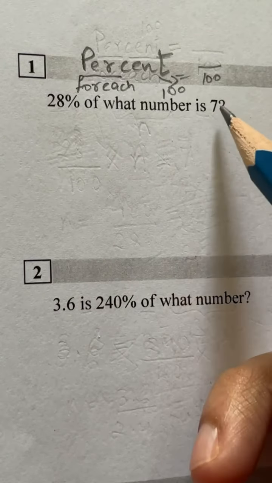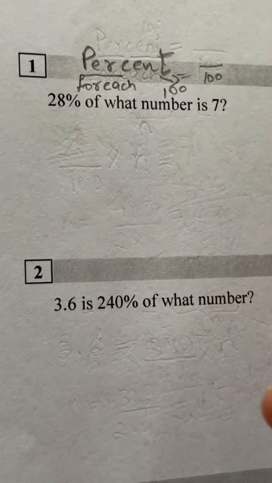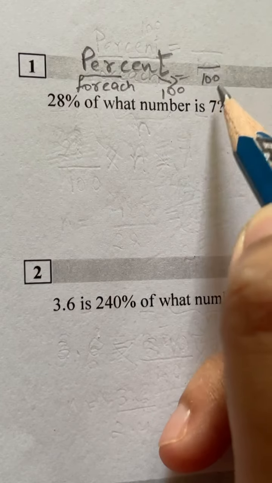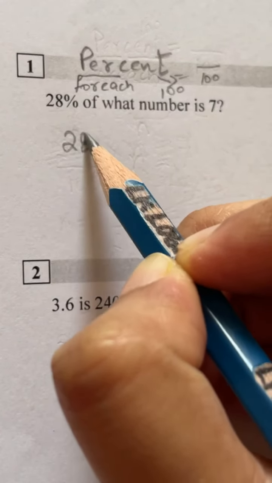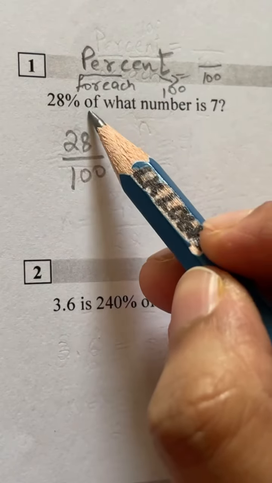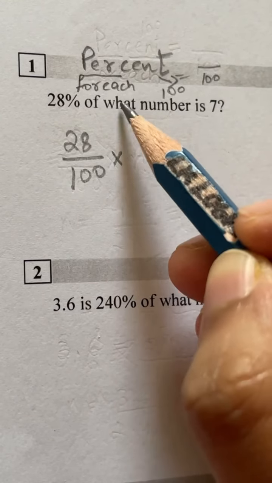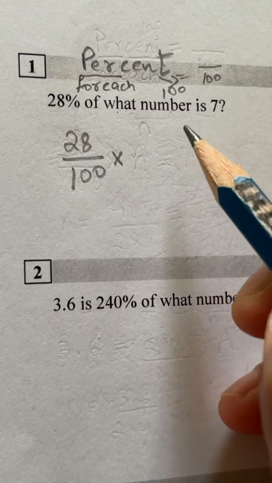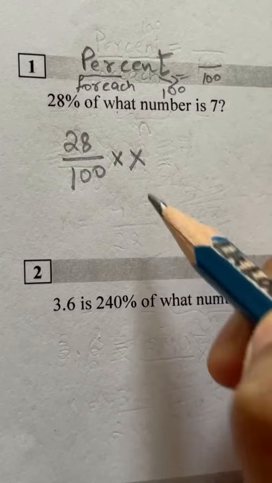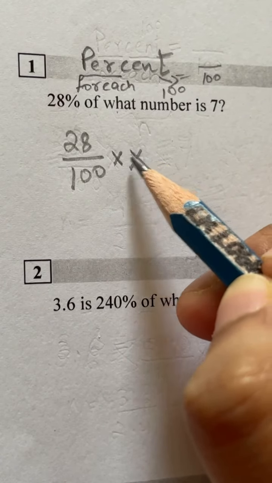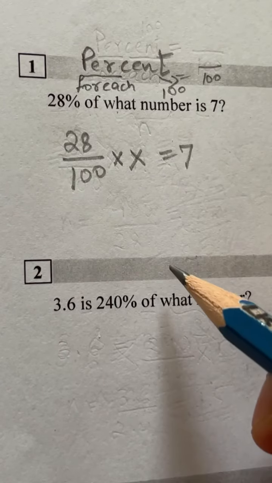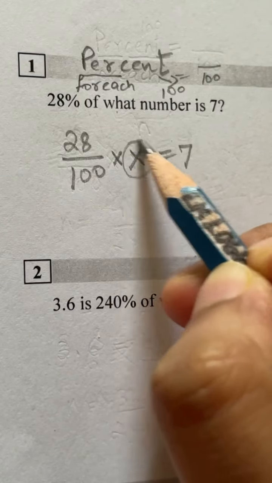So what is 28%? 28% of what number is 7? So we are going to convert this into an equation. The percent symbol will change to per 100. So 28 per 100, that is 28 out of 100. Of will get converted to multiplication. What number? We don't know what number it is, so let it be x, y, z or n, whatever you like. Let us take x. Is equal to 7. So now we just have to find this x.